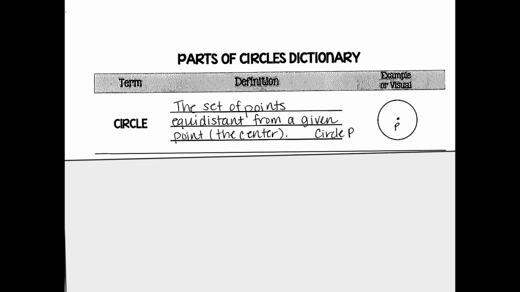The circle is the set of points equidistant from a given point, which is called the center. So in this example, that circle is circle P. P is the center. All of the points on the circle are equidistant from that point.